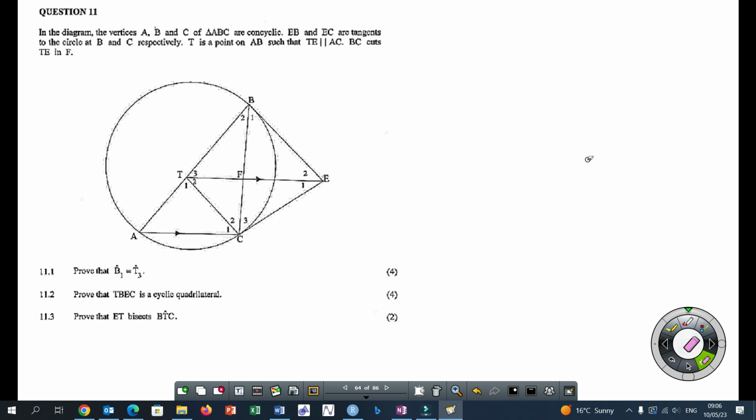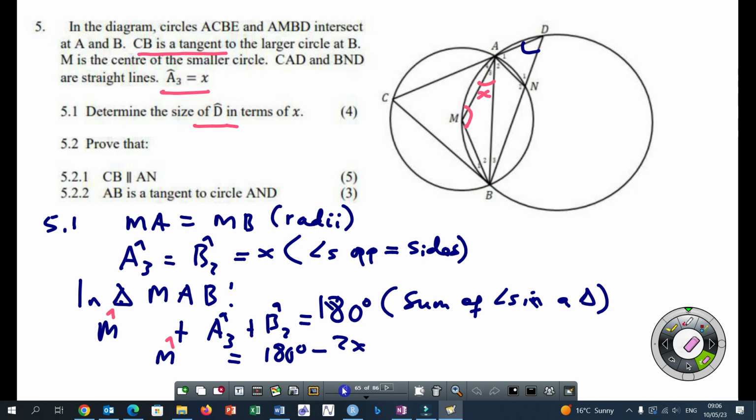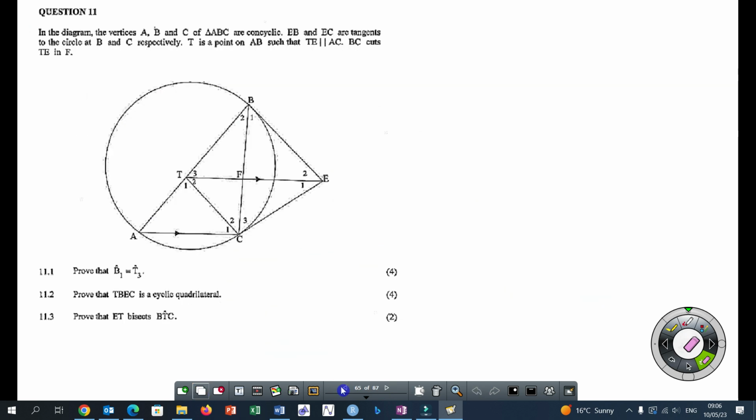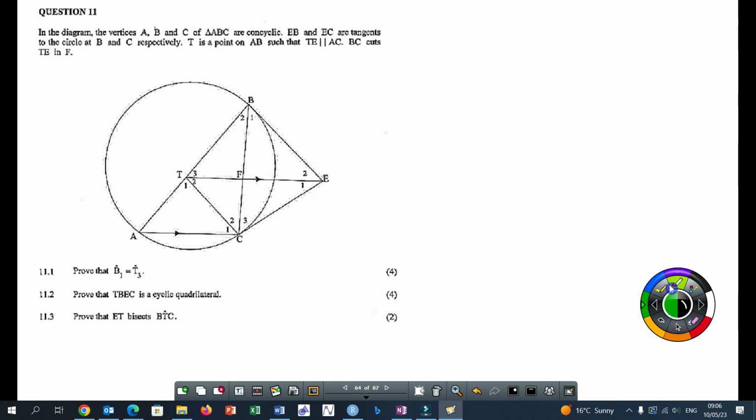Alright, so this question requires us to prove that angle B1 is equal to angle T3. So you take your highlighter, okay? You need to visualize the angle. When you're answering the geometry questions, don't just look at the question. Understand your diagram. Okay? Know your diagram. To get the solution, it has to do with understanding your diagram.